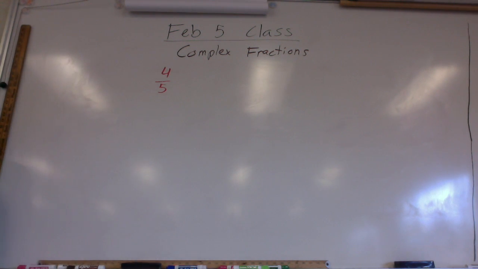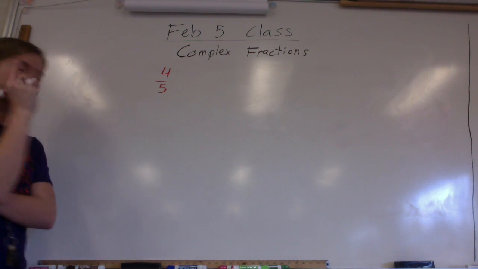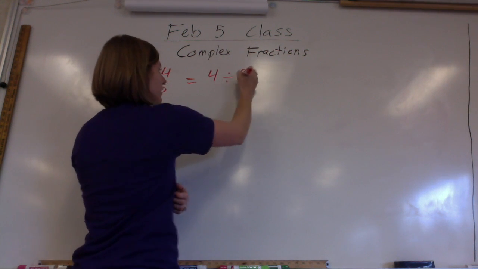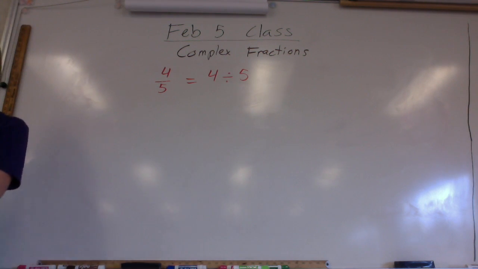So if I have the fraction 4 over 5, what's actually going on between those numbers? What operation is going on, Robert? 4 is being divided by 5. Exactly. This is 4 divided by 5. So don't forget what fractions actually means. It means division. We just are too lazy to do the actual division, so we put it in fraction form.